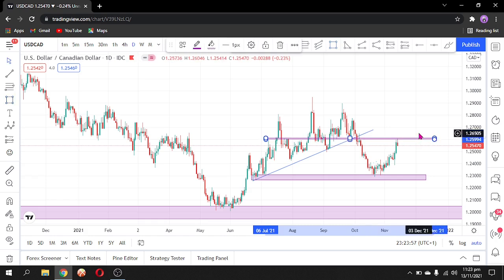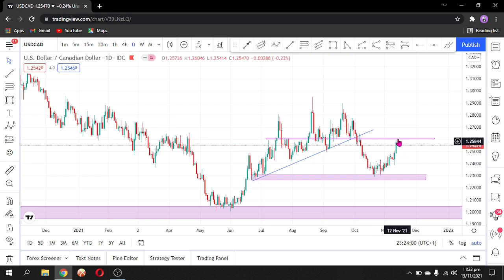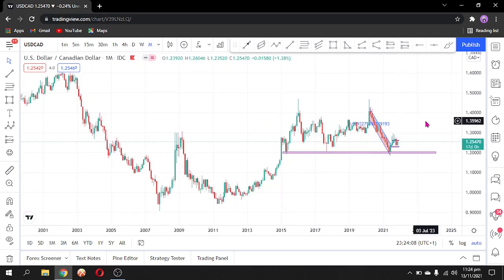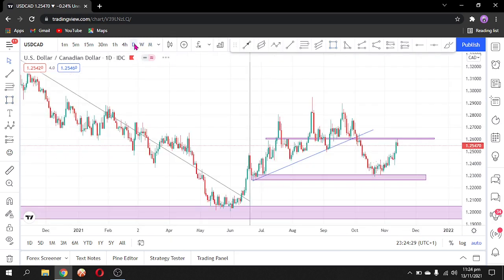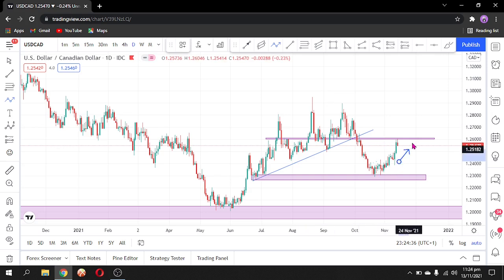So this is a resistance. Price pulled back after touching this resistance. Now the overall trend is bullish, as we can see on the monthly time frame. Price hit this support and it's now heading to the upside. Let's see, on the daily time frame, we expect USD CAD to push higher. The next pair we will look at is New Zealand USD.